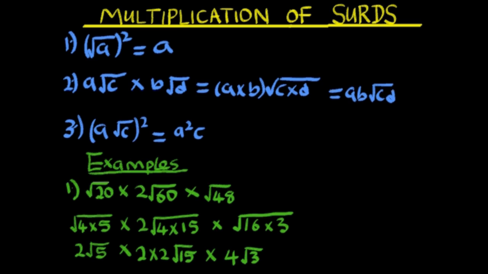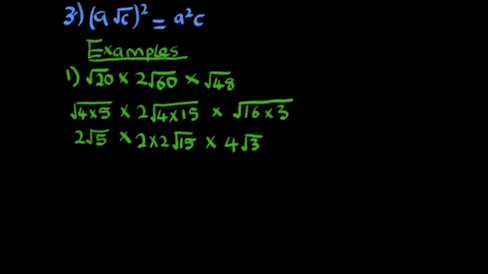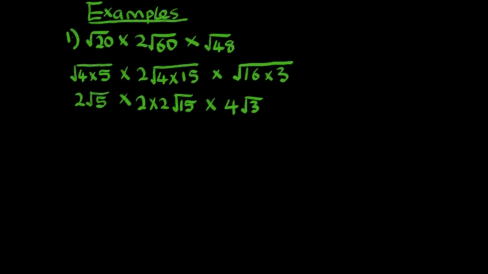Now let's move the page so that we can have more space to work. Now we can evaluate this further. By doing this, I want to simplify this middle term. So 2 times 2 gives us 4, and we have root 15 multiplied by 4 root 3.